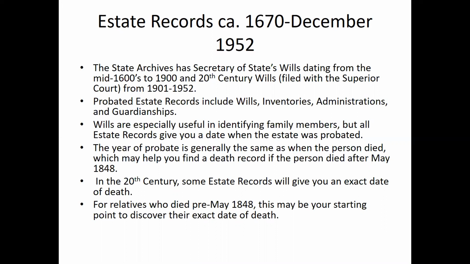Of course, we really like wills because that can include detailed kinship information that might lead us to find more family information and give us more clues when we're researching genealogy. But every single probated estate record, regardless of whether it includes a will, is always going to include a year of probate, which is really useful for us because, again, we can use this year to figure out when a person died.